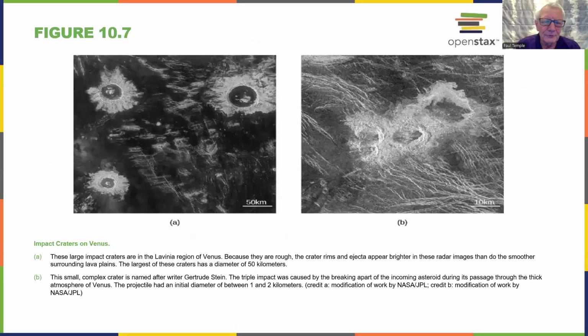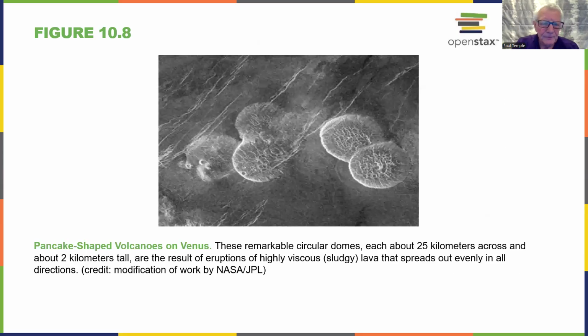All right, so here's some images. On the left are 50-kilometer craters. On the right is where they think an asteroid or comet broke into pieces coming through the atmosphere, and then the multiple pieces hit. And this is pancake-shaped volcanoes on Venus. This is like a hole in the earth where viscous lava comes out and then solidifies. And it's kind of a smaller form of an Earth shield volcano.